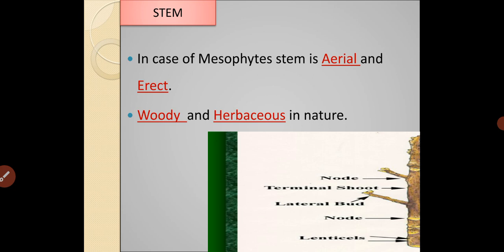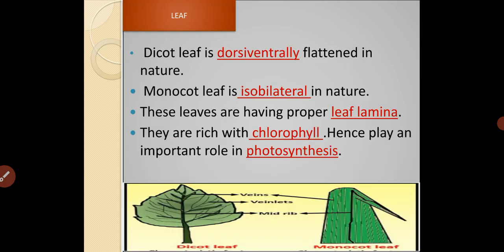Stem. In case of the mesophyte, the stem is aerial, erect. If it is a tree species, the stem is woody in condition. If it is a herb, then the stem is herbaceous in nature. Therefore, in the mesophyte, the stem is aerial, erect, woody and herbaceous in nature.